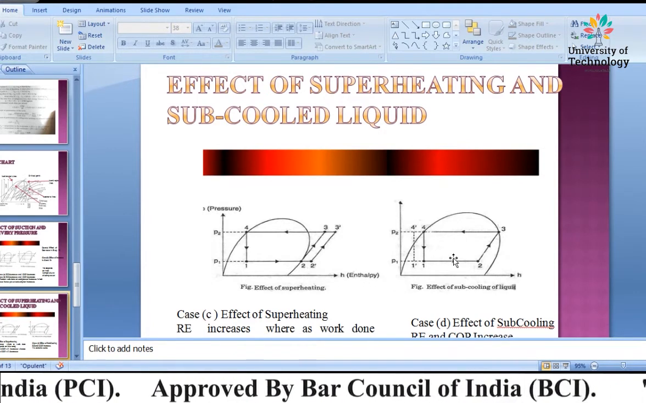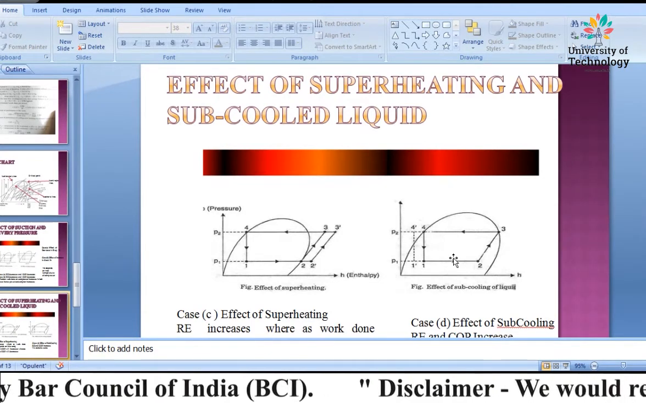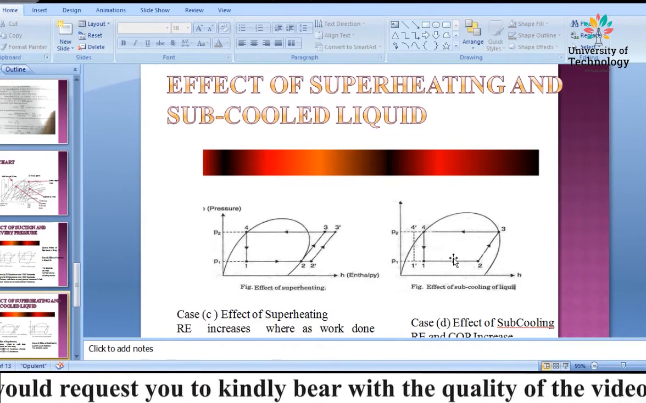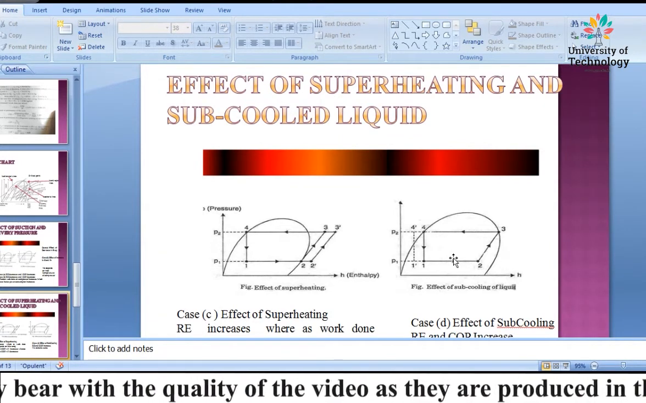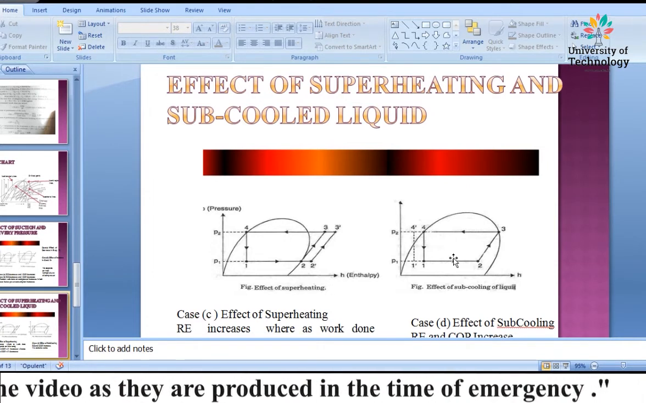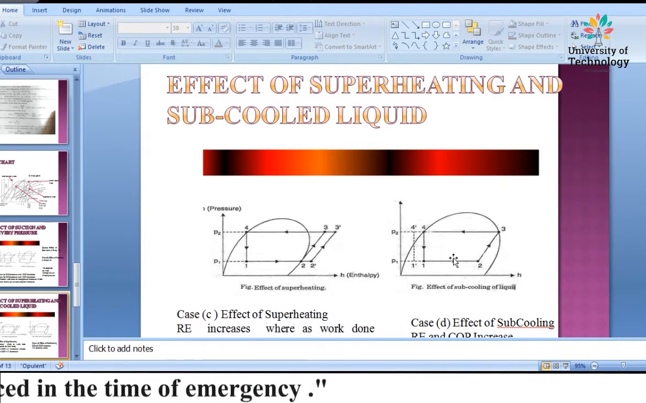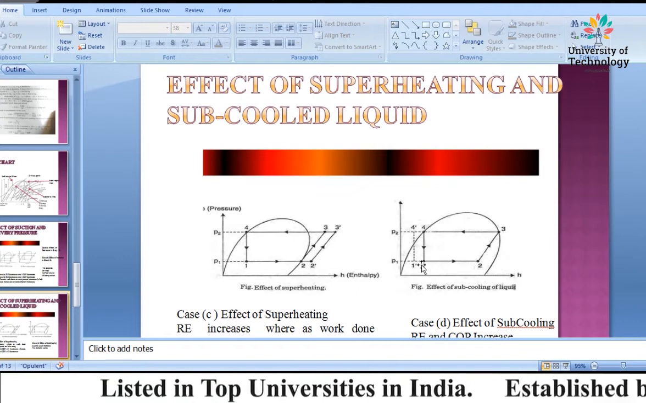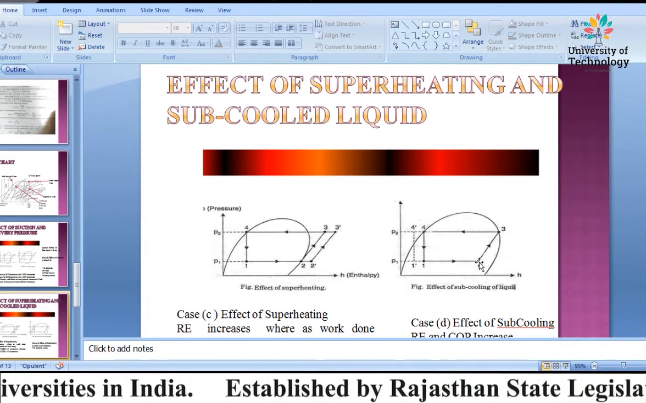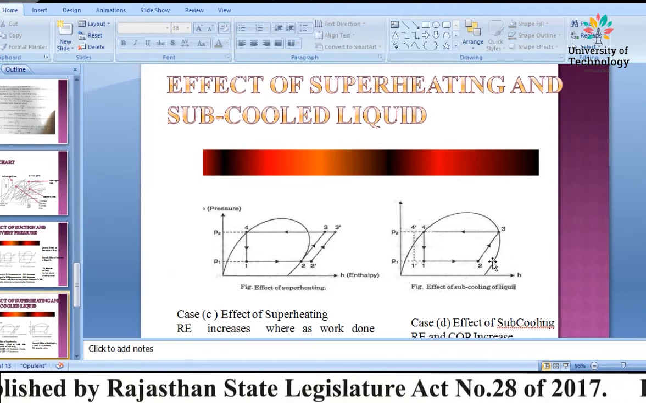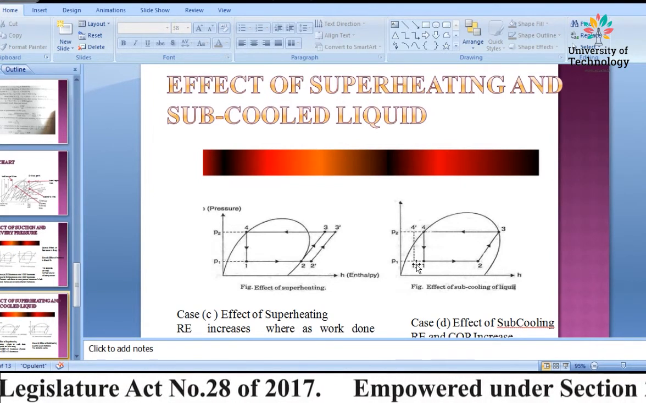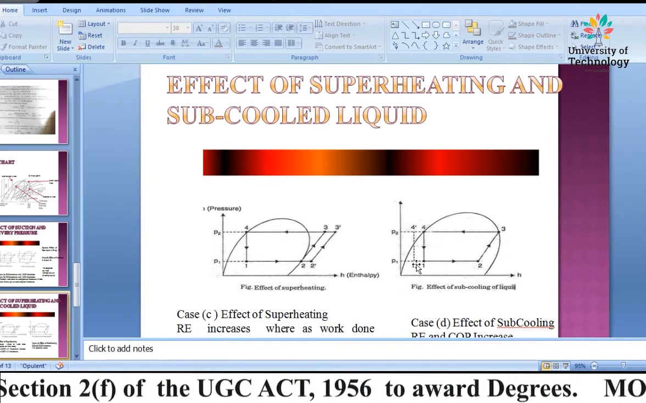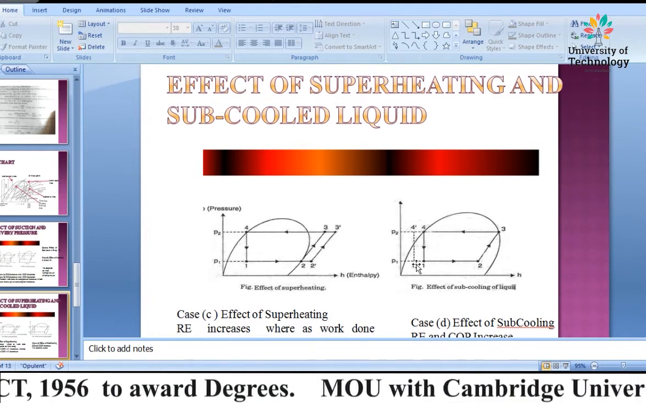Now another condition, the effect of subcooling. The initial cycle is 1, 2, 3, 4 and after subcooling the cycle is 1', 2, 3, 4'. Now by this p-h chart we observed that the refrigerant effect in the initial condition is H2 minus H1 and in the final condition H2 minus H1'. So we observed that the refrigerant effect increases by subcooling of the refrigerant.